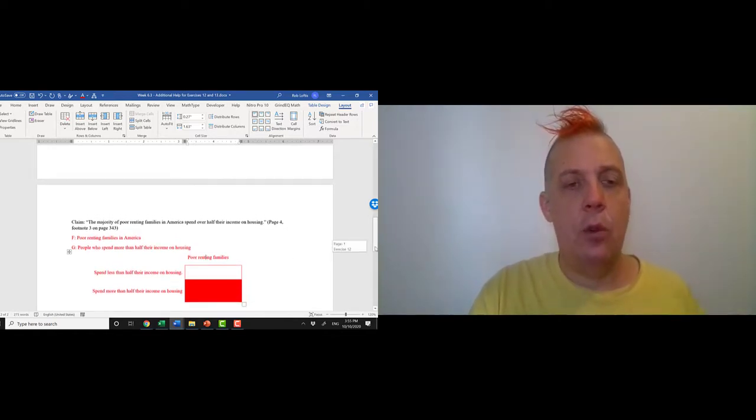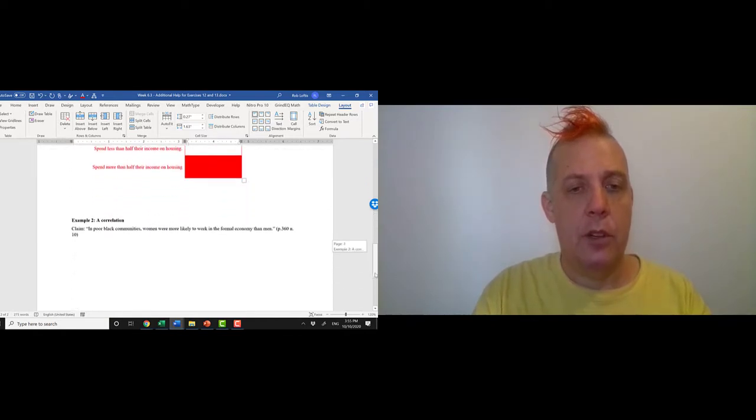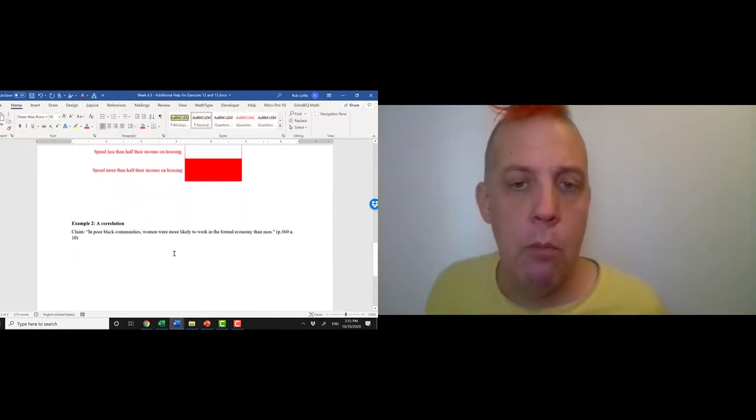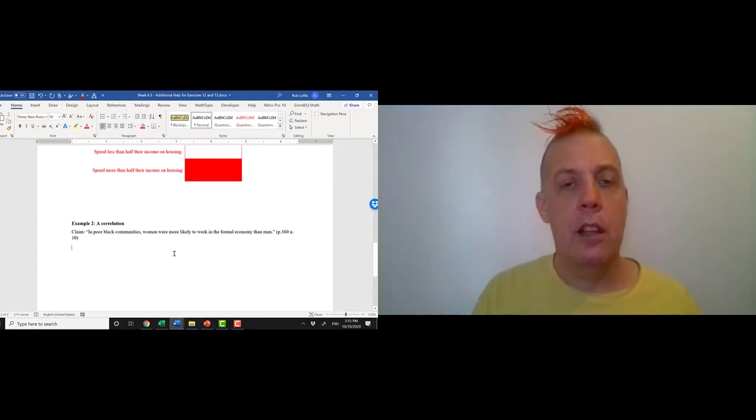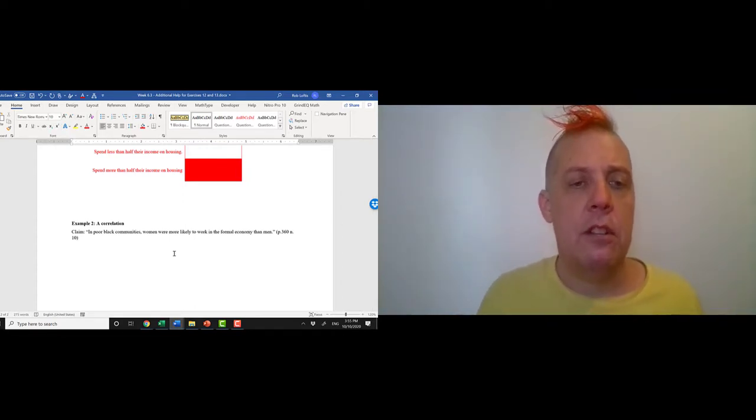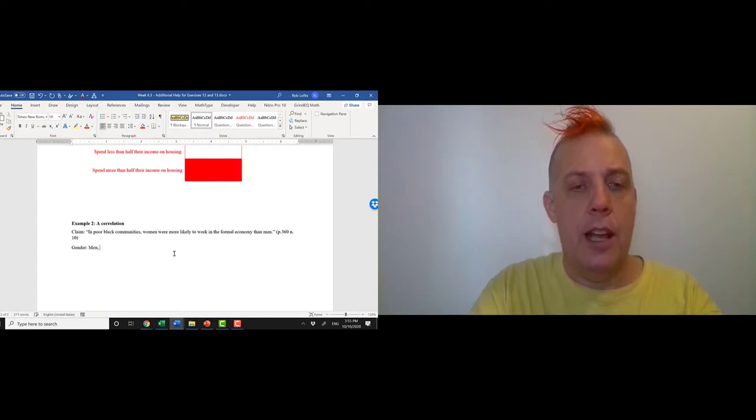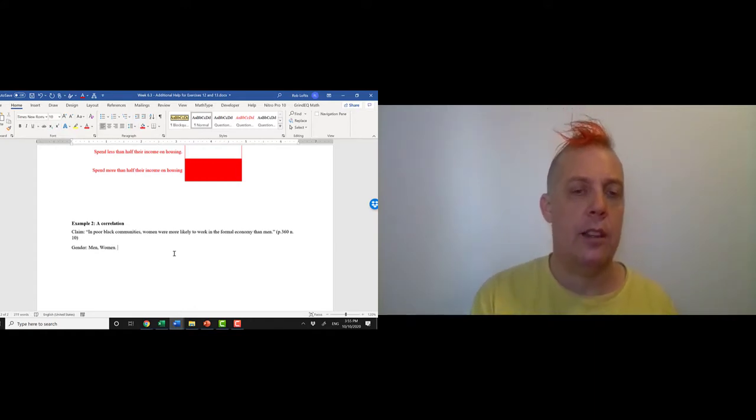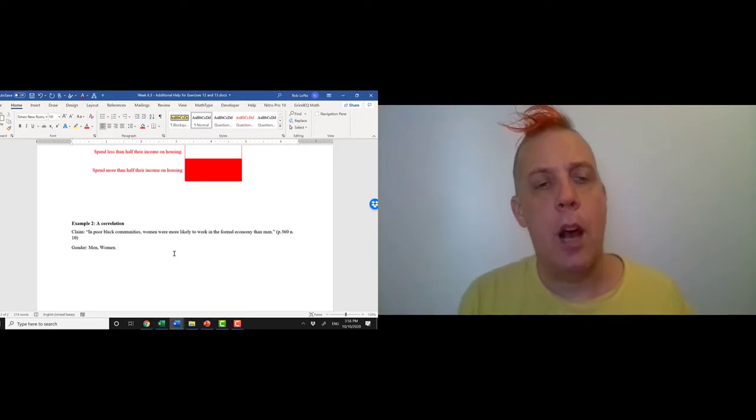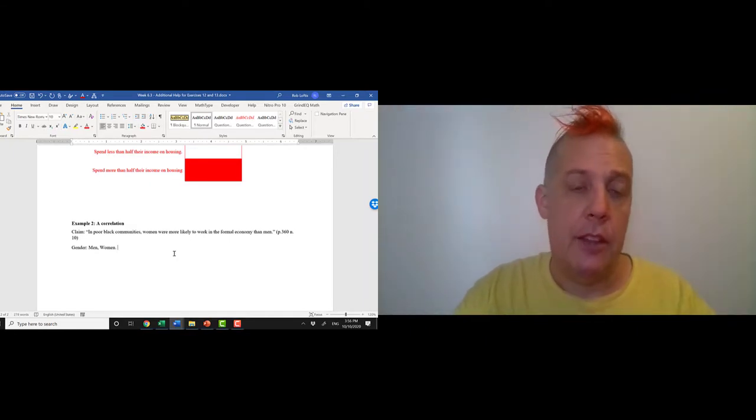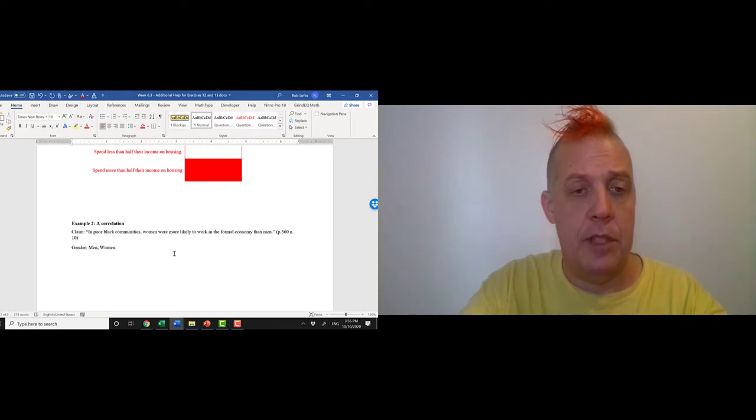Now contrast that with the other one. So here we go. In poor black communities, women were more likely to work in the formal economy than men. Let's just do this in terms of variables. So we can have one variable, gender, and it's going to be men and women, and we know that these categories aren't really exhaustive or exclusive or anything like that. But when we are making models, we always have to simplify. And that's how this data had been simplified.